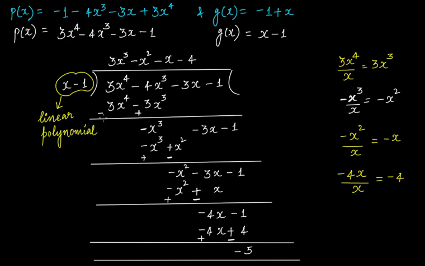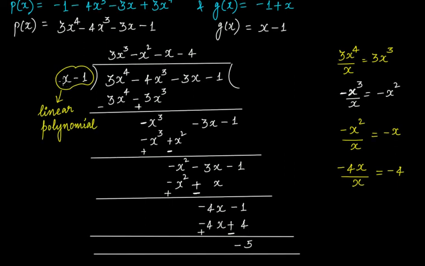Now its zero: g(x) is equal to x minus 1. If you have to find its zero, we equate it to 0. That means x minus 1 is equal to 0, so x is equal to 1. x equal to 1 is the zero of this polynomial. It means that if you put 1 in place of x in g(x), you will get 0. So 1 minus 1 is 0, so x equal to 1 is the zero of this polynomial g(x).